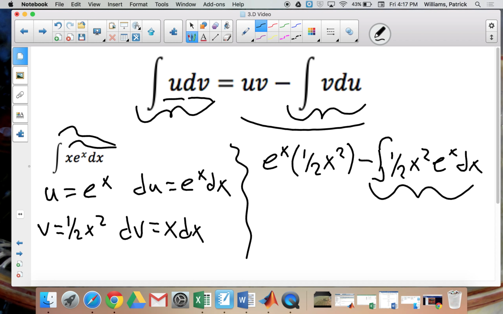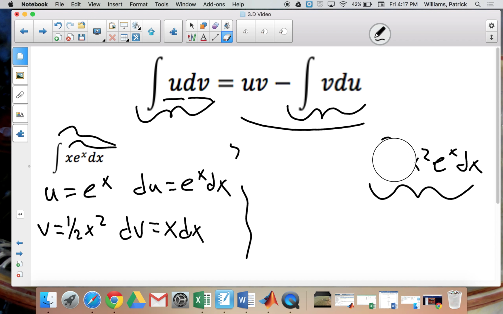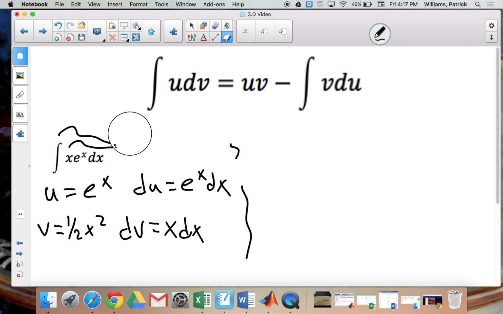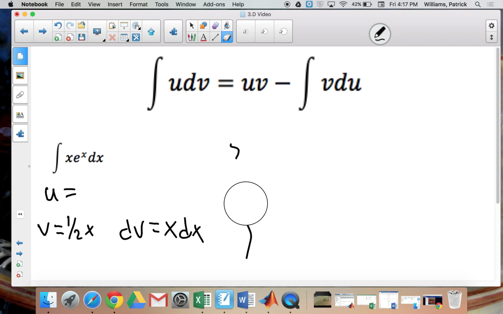All right. So now that you've actually seen me do this real quick, why don't you pause the video and see if you can pick a u and a dv that ends up giving us a nicer integral on that right-hand side than we had before. So pause the video and actually try to solve this. Give it a shot.